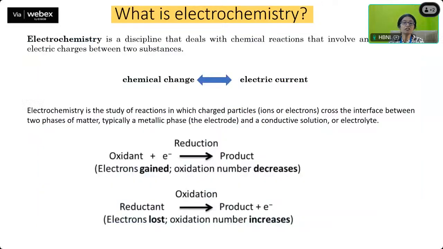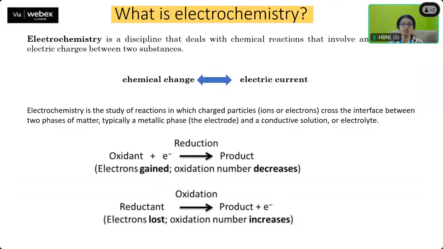So now moving further, what is electrochemistry? It is a discipline that deals with chemical reactions that involve an exchange of electric charges between two substances. So chemical change leads to electric current and vice versa. Essentially, these are reactions in which charged particles, ions or electrons, cross the interface between two phases of matter, typically a metallic phase, which is the electrode, and a conducting solution, which is known as the electrolyte.